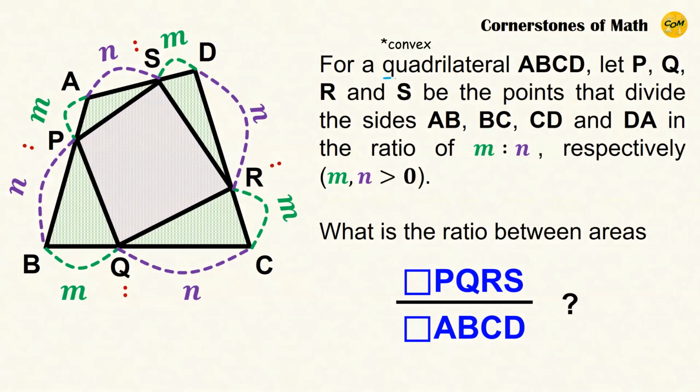So now we have quadrilateral ABCD, and points P, Q, R, and S divide the sides AB, BC, CD, and DA in the ratio of m to n respectively. And we have to find the ratio between the area of quadrilateral PQRS and the area of quadrilateral ABCD.